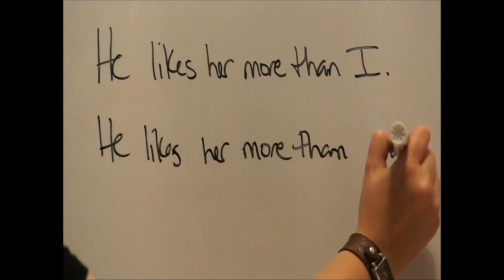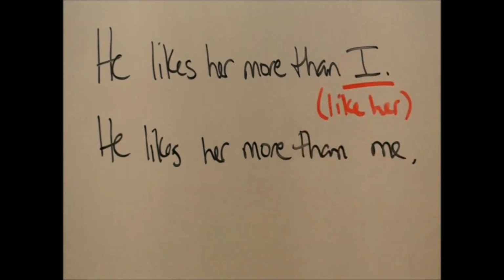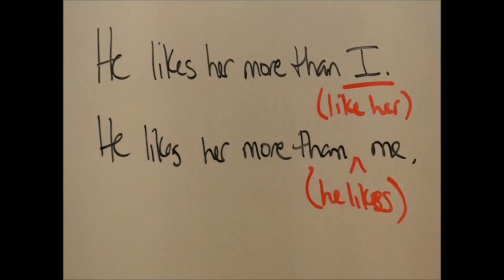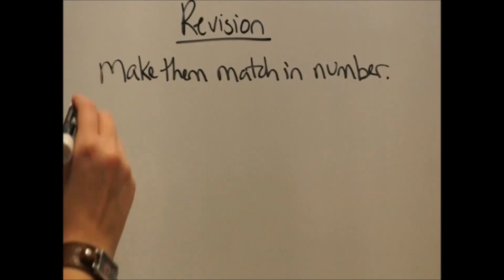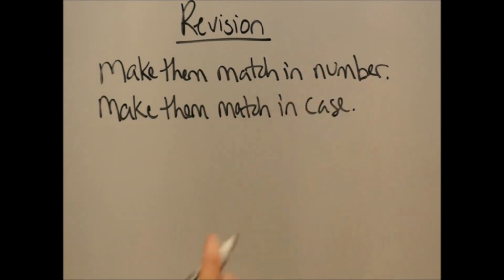Now, this one's a little tricky. You have he likes her more than I, he likes her more than me. These are both right depending on what you mean. The first one means he likes her more than I like her. That's fine. The second one means that he likes her more than he likes me. Now we're in a fight, right? So you want to make sure that you're using the right pronoun for the right case. So you have to make sure that you make your pronouns match in case.